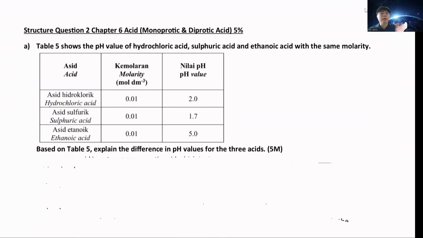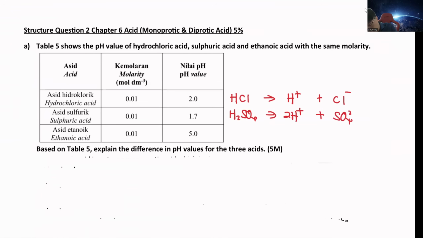Our second question is related to chapter 6, on monoprotic acid and diprotic acid. This is how the question looks. They give you hydrochloric acid, sulfuric acid, and ethanoic acid. Hydrochloric acid, we call a monoprotic acid. Sulfuric acid is a diprotic acid because it can produce 2H plus when one molecule is ionized in water. Ethanoic acid is also a monoprotic acid, but it's a weak acid.